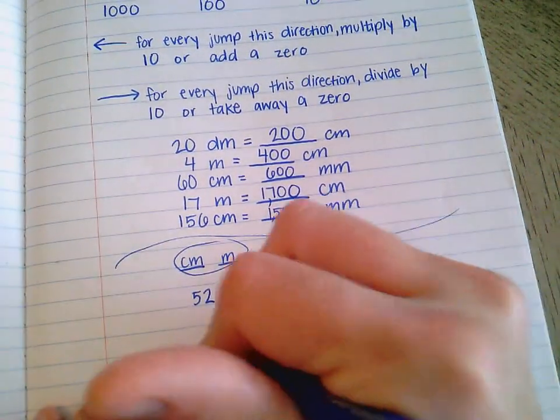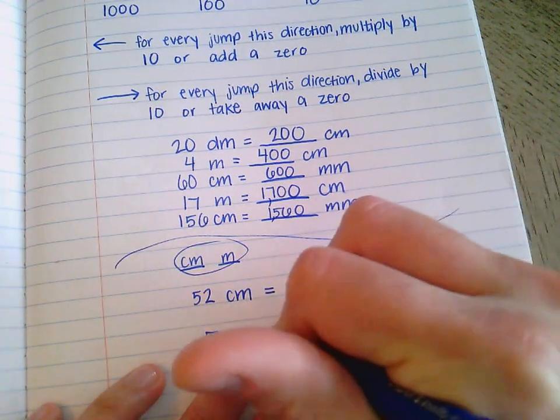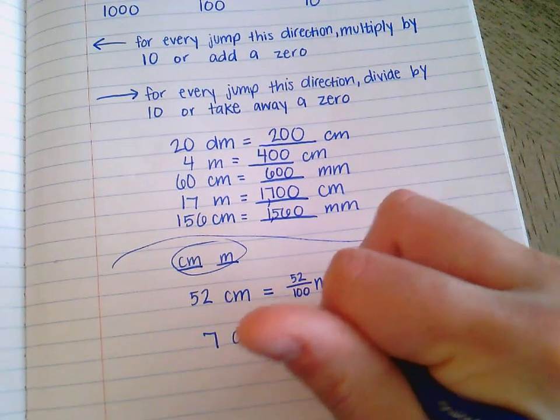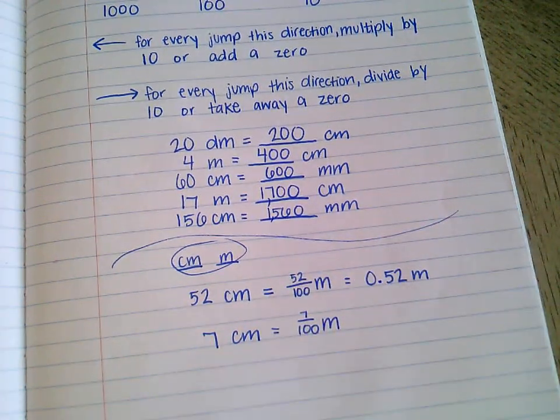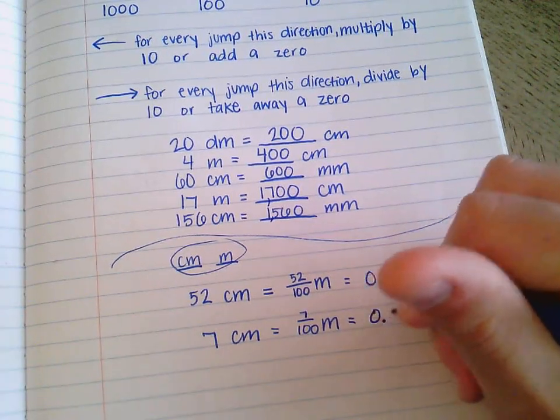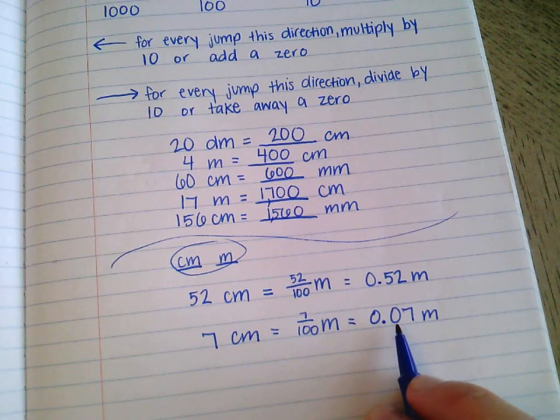Just like that, if I have 7 centimeters, I know that's 7 of the 100 that I would need to make 1 full meter. So 7 hundredths of a meter, which I can also put as a decimal, 0.07 of a meter. Remember, it's not 0.7 because that's 7 tenths.